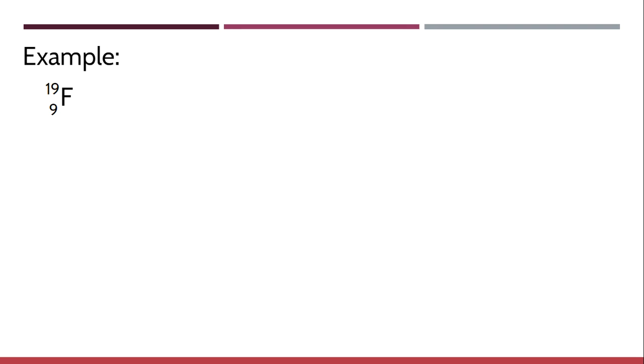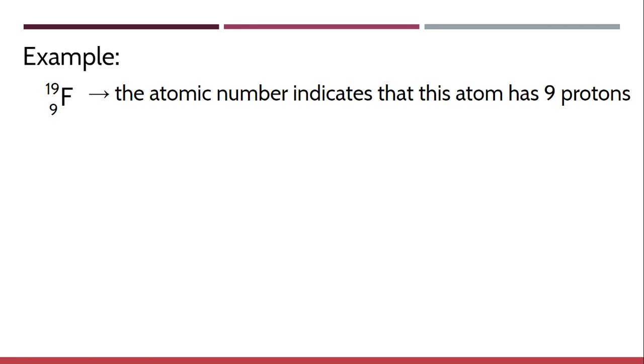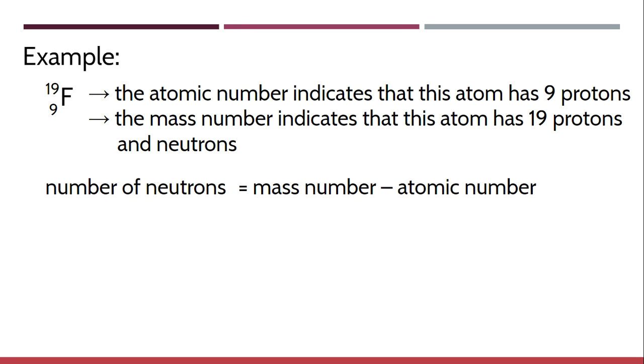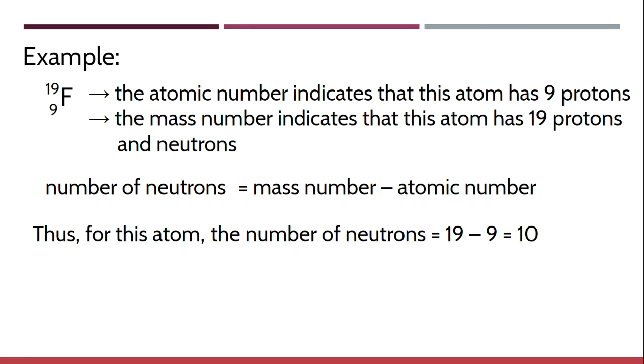So let's look at an example. So this is an atom of fluorine. The atomic number at the bottom indicates that this atom has 9 protons. The mass number indicates that it has 19 protons and neutrons. So we can determine how many neutrons this atom has by subtracting the atomic number from the mass number. So in this example, the number of neutrons is 10. 19 minus 9.